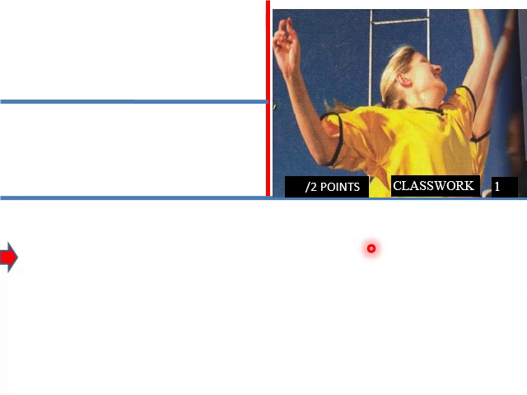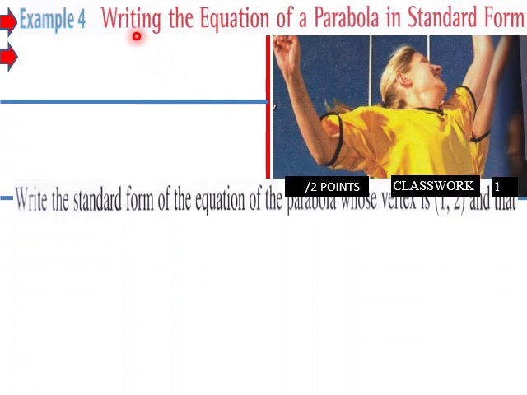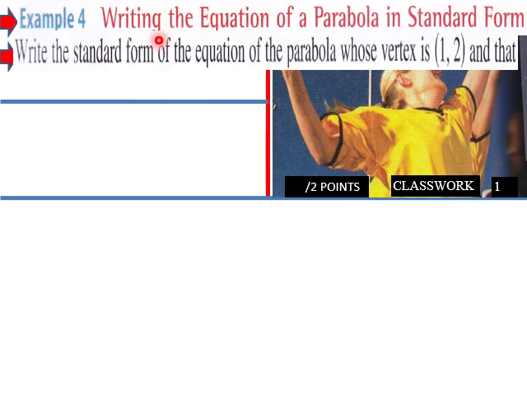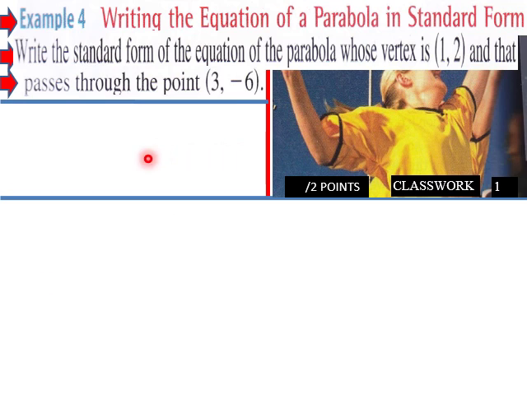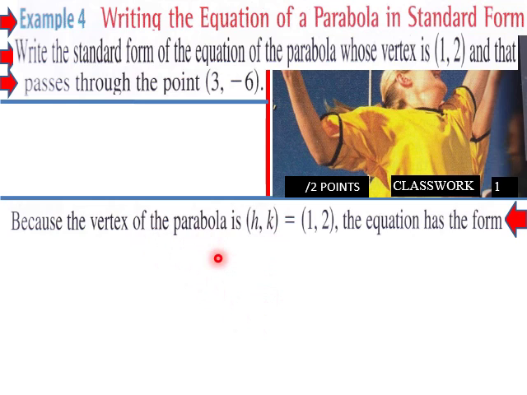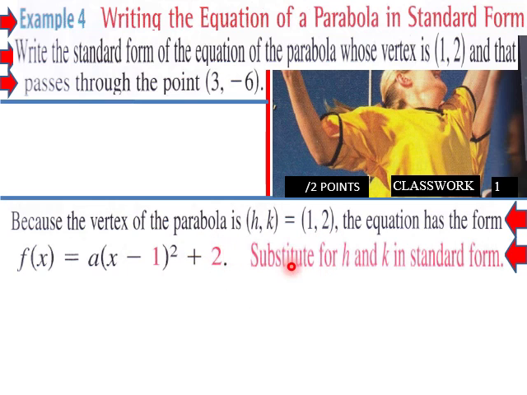Okay, into our first example here. Page 1, example 4, writing the equation of a parabola in standard form. Write the standard form of the equation of the parabola whose vertex is (1, 2) and that passes through the point (3, -6). The vertex of the parabola is (1, 2), so the equation has the form f of x equals a times x minus 1 squared plus 2. This 1 is your h, and this is our k out here.